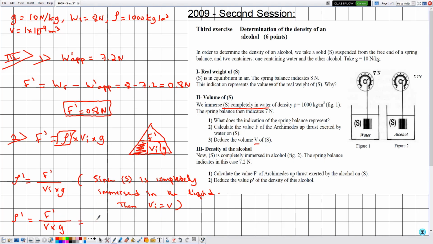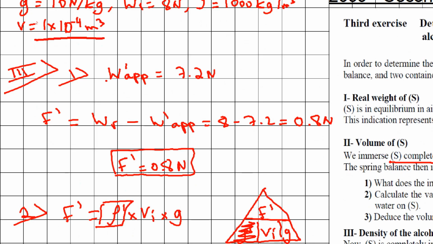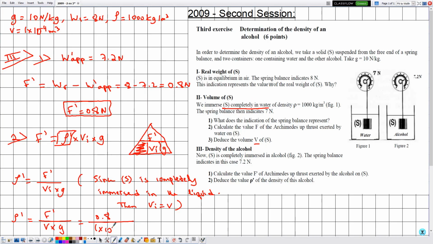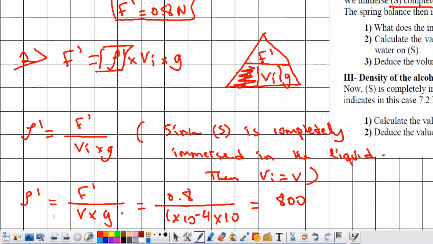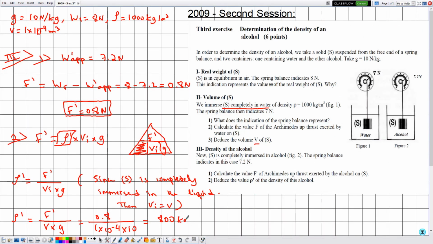Now the value of F prime is given by 0.8, whereas the value of V that we have already determined in number 2 will not change because this is a property of the solid. This is given by 1 multiplied by 10 to the power minus 4. And the value of g is given by 10. Now plugging this fraction on the calculator, the density rho prime is given by 800. Since F prime, V and g are in the SI, the value of rho prime will be in the SI, which is kilogram per meter cube. So the value of rho prime, the density of alcohol, is given by 800 kilogram per meter cube.